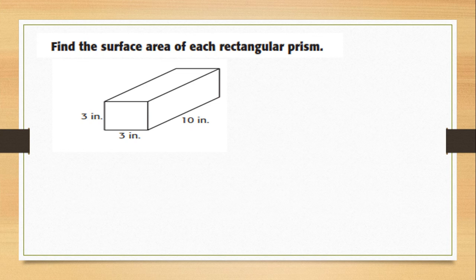Well, let's see the first example we have today. Here it asks you to find the surface area of each rectangular prism. Let's get 2LW. Before we do that, let's identify which number is the length, the width, and the height. The length here is 10, the width is 3, and the height is also 3. So that will be 2 times 10 times 3.